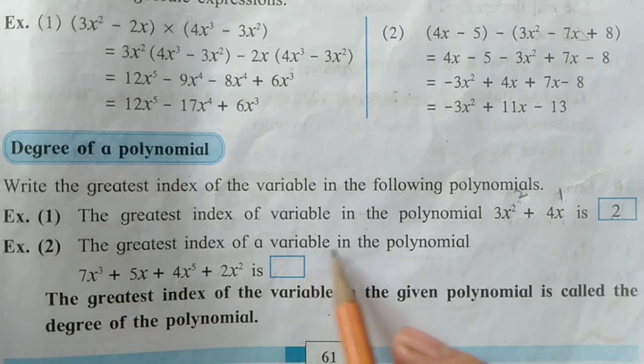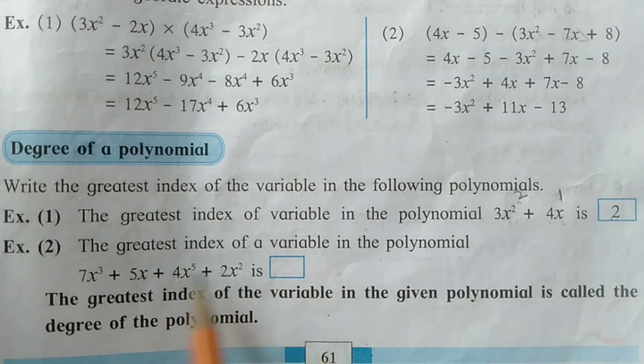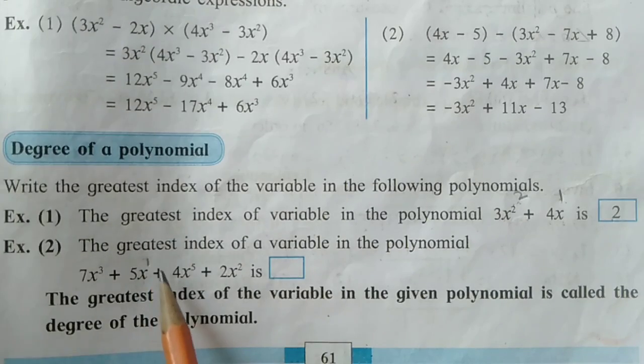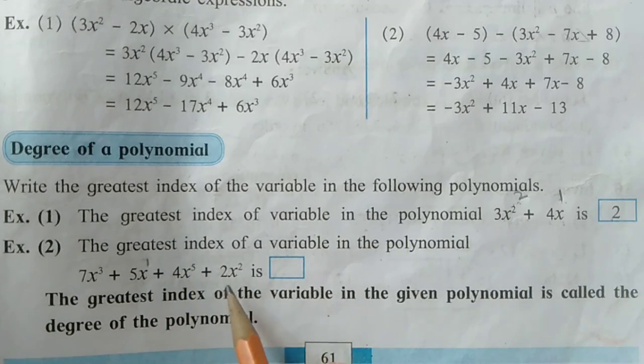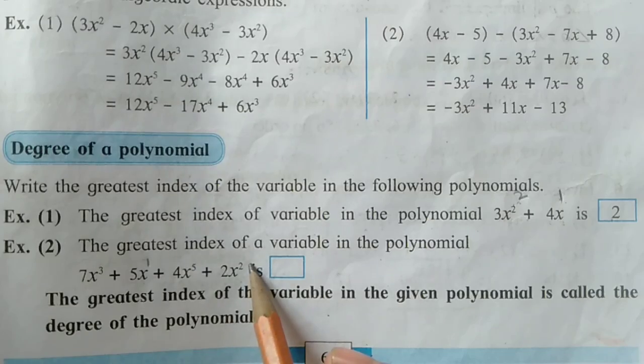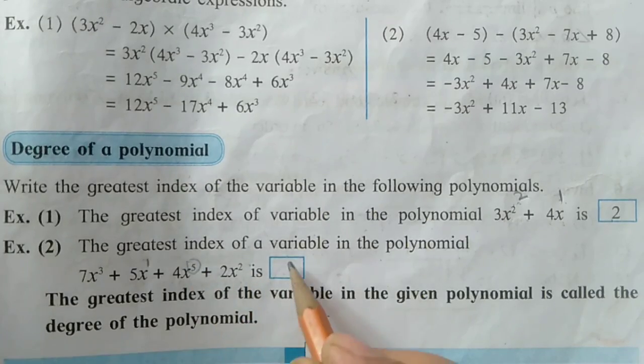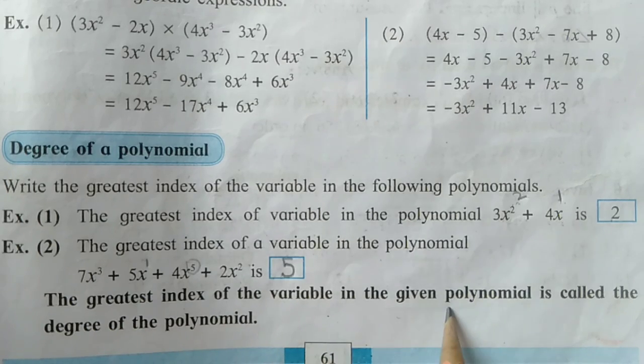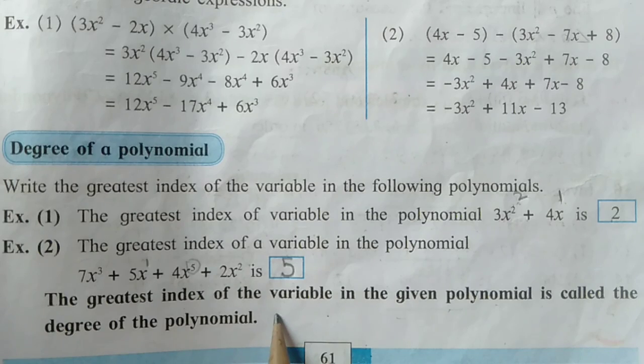Now see the second example. The greatest index of the variable in the polynomial. See the index of each term. Here the index of the first term is 3, the index of the second term is 1, the index of the third term is 5, the index of the fourth term is 2. So 5 is the greatest. So the greatest index of the variable in the given polynomial is called the degree of the polynomial.